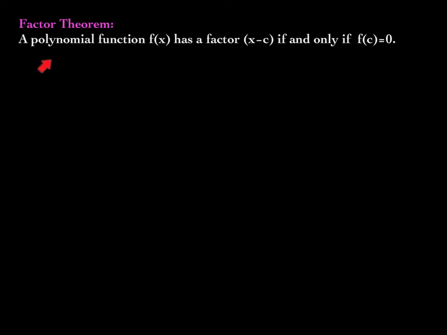A polynomial function f of x has a factor of x minus c if and only if f of c is equal to 0. That is to say, when you use synthetic division, if you get a remainder of 0, that must mean x minus c is a factor for that function. Let's look at an example.